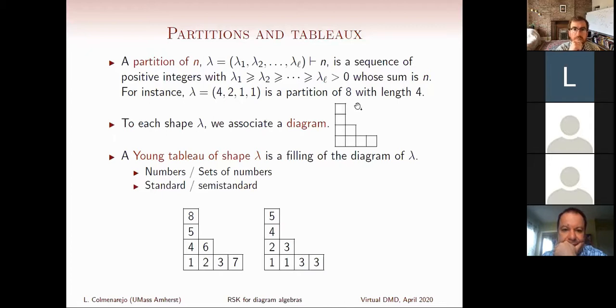What I'm going to do is consider fillings of this diagram. I fill them with numbers, or a set of numbers. It's standard or semi-standard depending on whether I allow repeated entries or not. This one is standard with the entries 1 up to 8. The condition is that entries have to be increasing in the rows from left to right, and in the columns from bottom to top. If I'm doing semi-standard, I allow repetitions in the row, but not in the column.